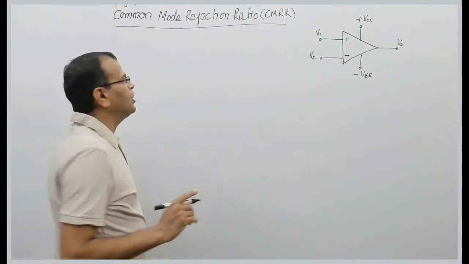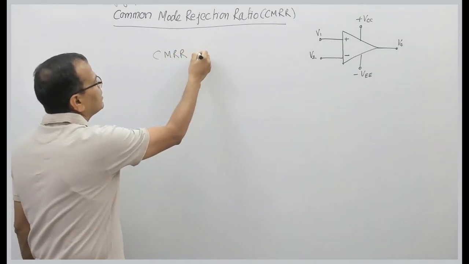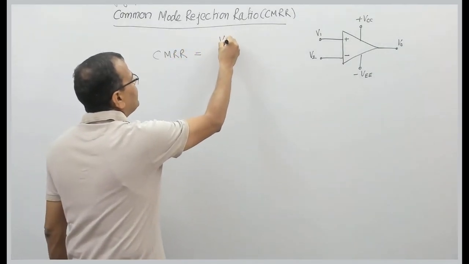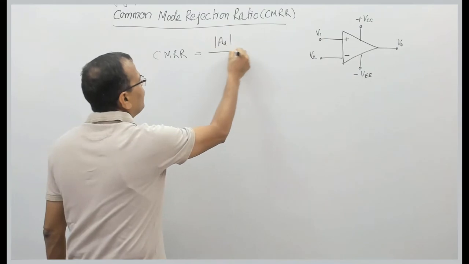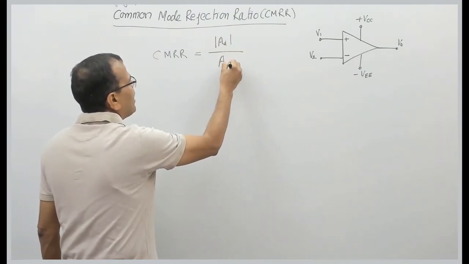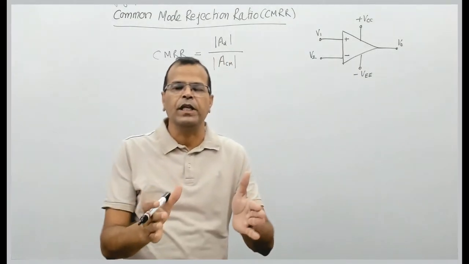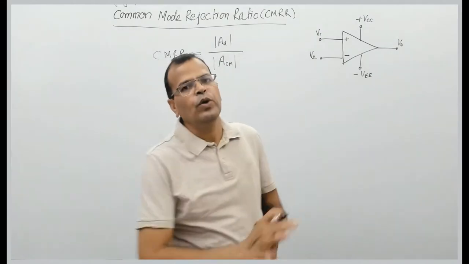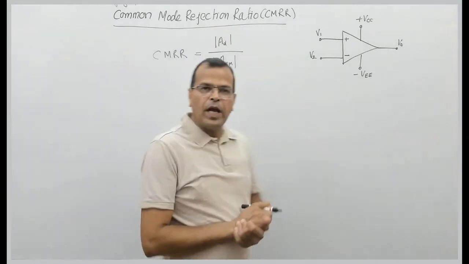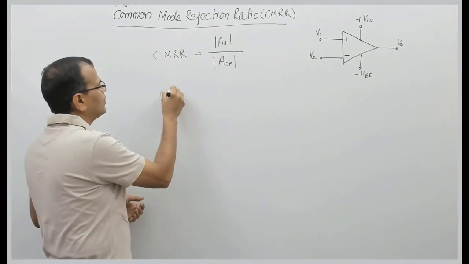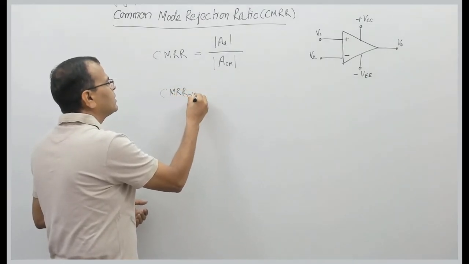The common mode rejection ratio, denoted by CMRR, is the ratio of the magnitude of the differential gain of the op-amp divided by the magnitude of the common mode gain of the op-amp. So that is basically the ratio of differential mode gain to common mode gain, of course the magnitude of gains. Fine. Sometimes this common mode rejection ratio CMRR is also denoted in decibels, that is dB.